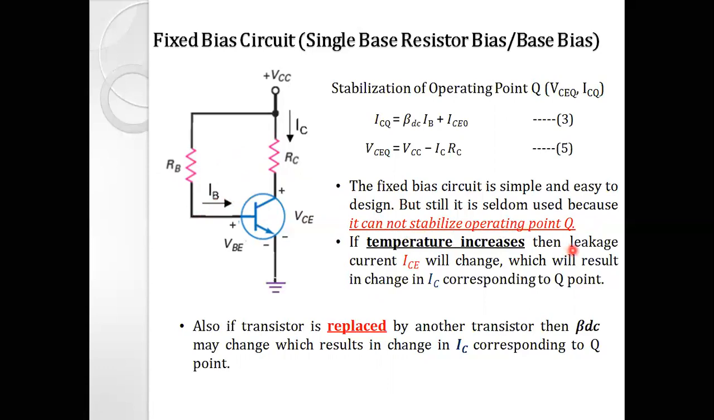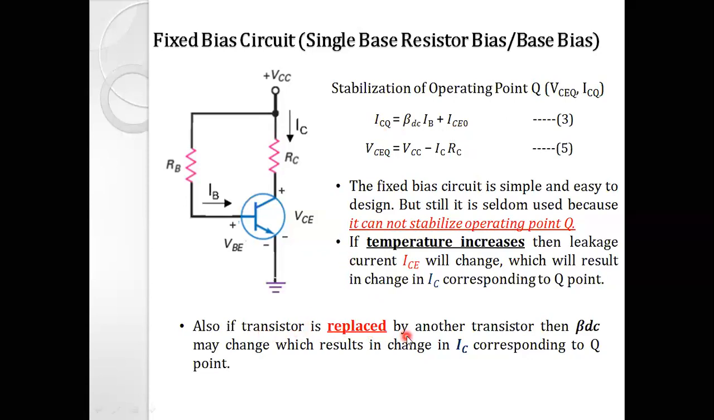If the temperature increases, then the leakage current will change. Leakage current has a direct relationship with the temperature. So whenever the temperature changes, the leakage current also changes. If the leakage current changes, then from equation number 3, you can see that IC also changes. And if IC changes, that means the coordinates of the operating point change, and ultimately the location of the operating point gets shifted from one point to another point, from one location to another location. So that reduces the stability of the operating point.